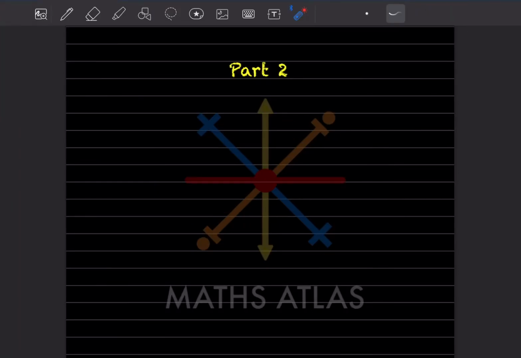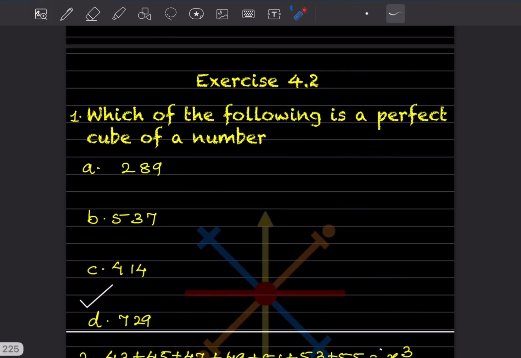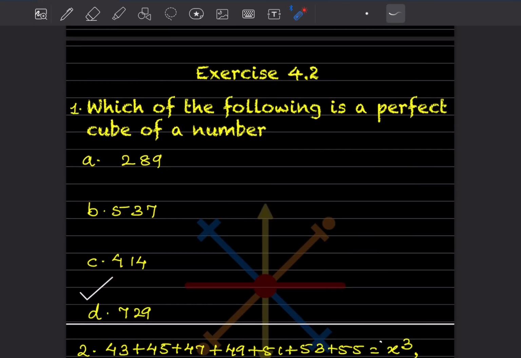So today we'll do part 2, and we'll see exercise 4.2. Which of the following is a perfect cube of a number? These are the options given. Here, directly by looking at the number, you cannot say what it is, so you will just factorize it.